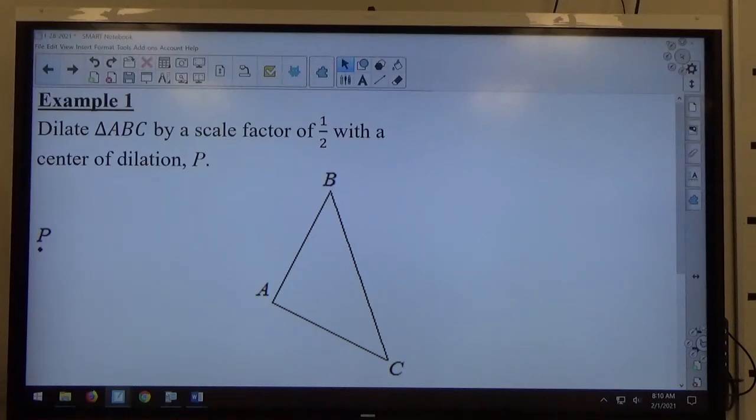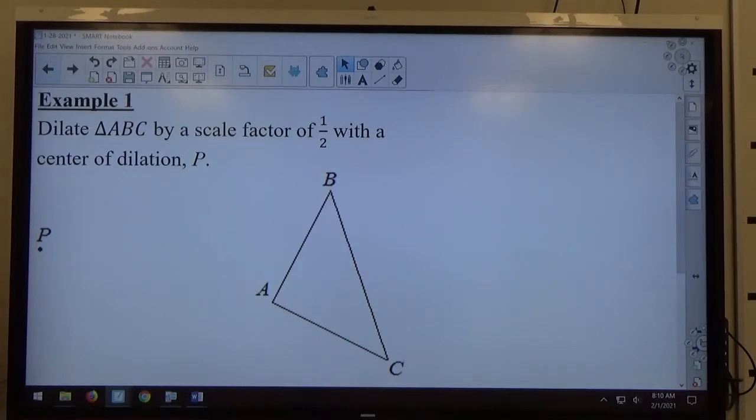So chapter 3 we did transformations. They were rotations, reflections, and translations, right? We moved things around, we turned them around, we flipped them around, those kinds of things. The one transformation we did not cover in chapter 3 is dilations. And a dilation is simply a shrinking or an expansion of a figure or an object.